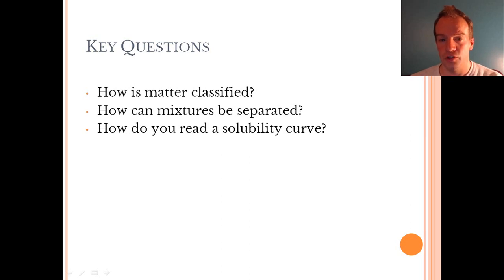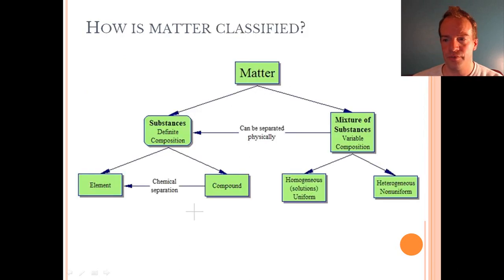In this video, you're going to learn how to classify matter, how to separate mixtures, and how to read a solubility curve. Matter, which makes up almost everything, is classified into 4 major groups. They're elements, compounds, homogeneous mixtures, and heterogeneous mixtures. And each of these has their own properties.